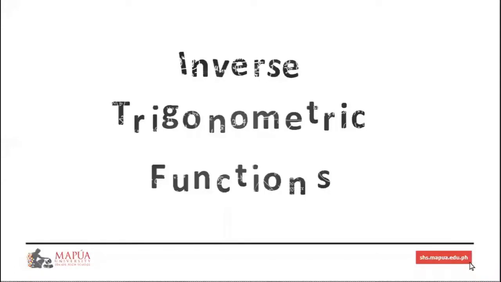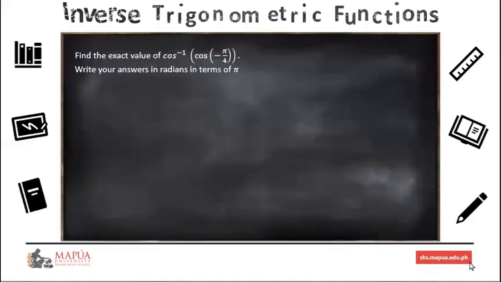Let us solve more problems involving inverse trigonometric functions. Find the exact value of arccosine of cosine negative pi over 4. Write your answers in radians in terms of pi.